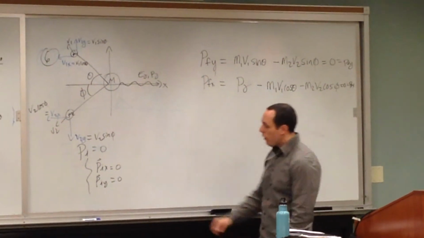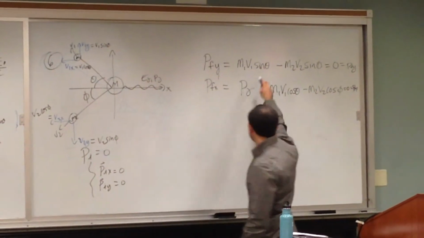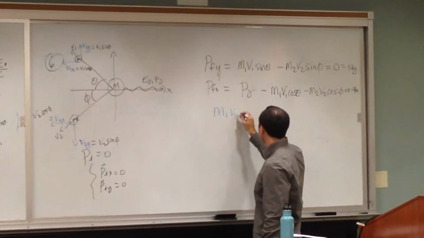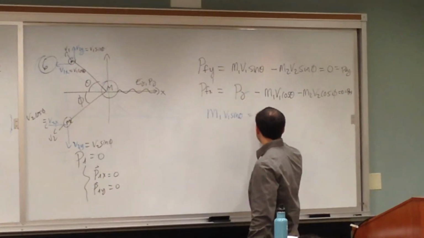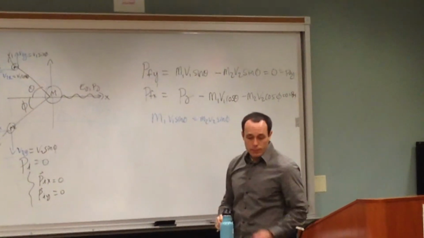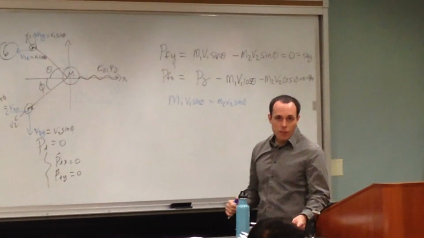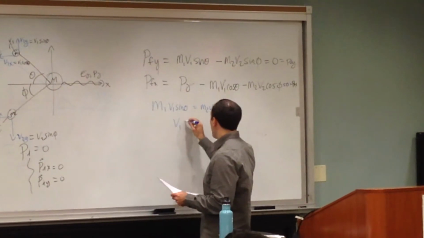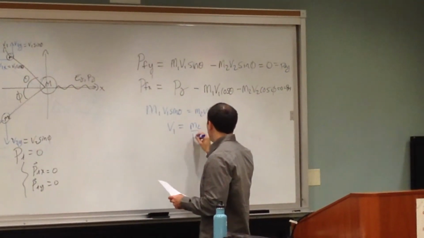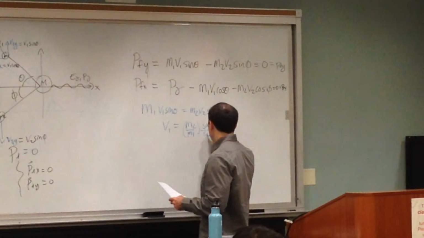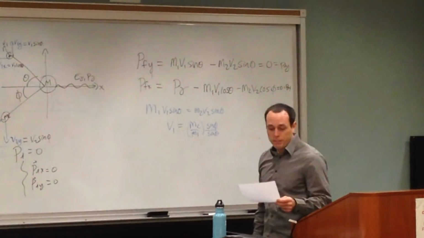So let's use the simplest equation, this first one. If I use that first one, I have m1 v1 sine theta is equal to m2 v2 sine phi. Now it depends how you want to solve it. You can solve in different ways. Let me give you one approach. I could solve for v1 by saying this is m2 divided by m1 sine phi divided by sine theta. I could just do that.